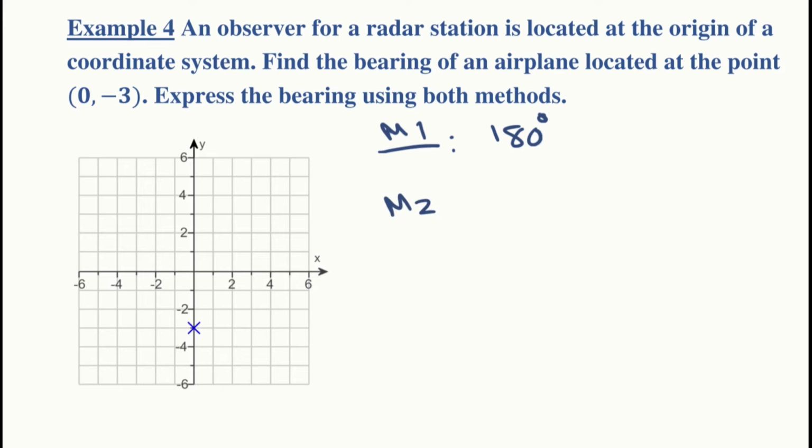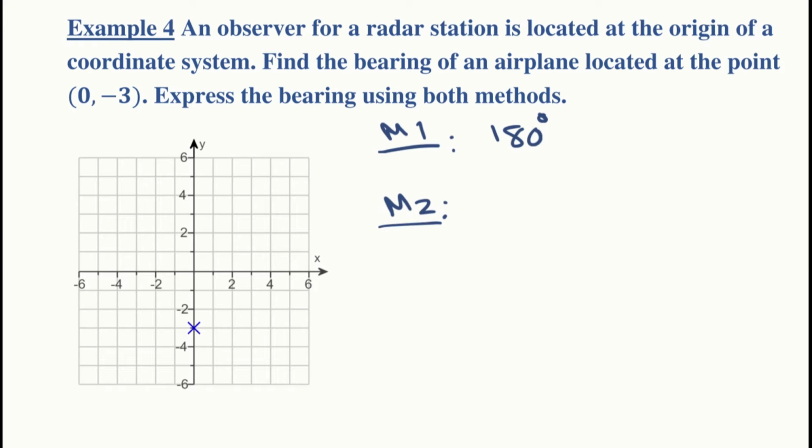For method 2, we have to choose a north-south line, right? And in this case, notice that this point here is south of there. So we have to say south. And then which way do we go? East or west? If you notice, it makes absolutely no difference. So for this, you could actually use both.